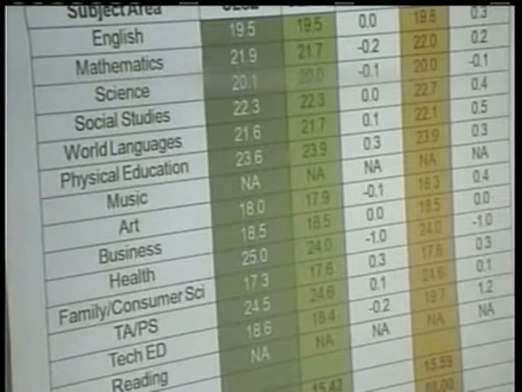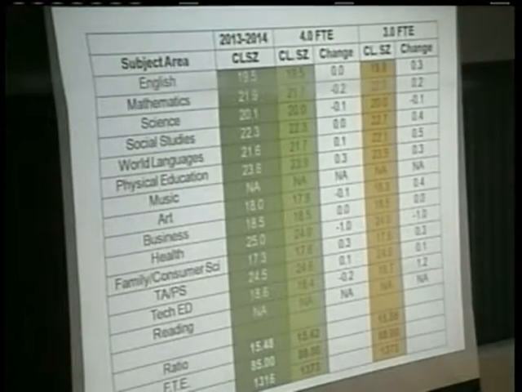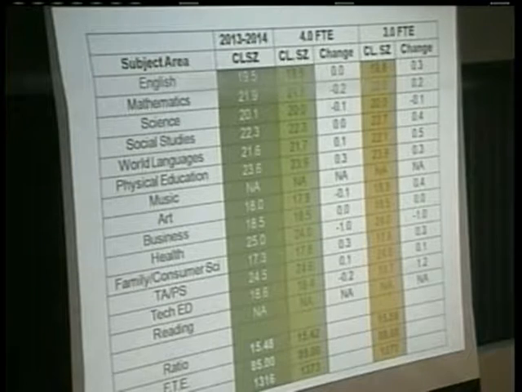So this chart details the average class size by department for both of those scenarios, 4 teachers versus 3 teachers. The column on the left in the dark green is the current class sizes for this school year, with the ratio at the bottom. Next to that, in the light green, is what we would project the classes would look like next year for 4 teachers. And the column, 2 columns over from that in gold is what it would look like with 3 teachers. We could show the other one.